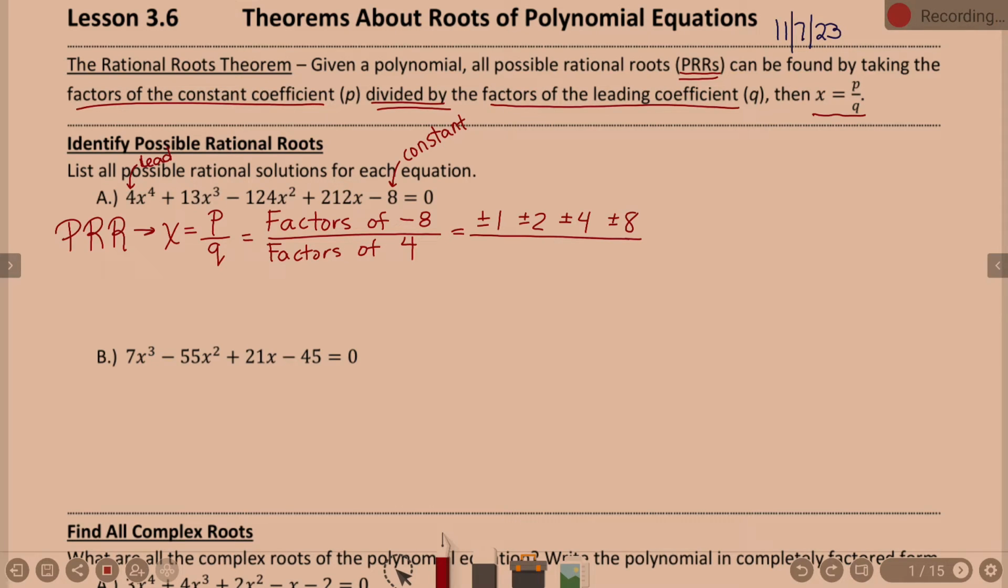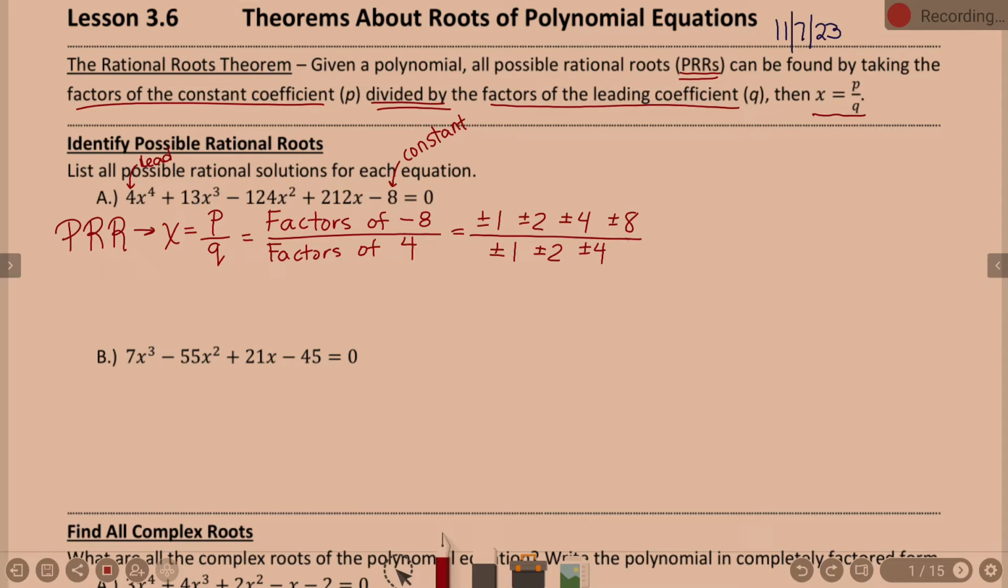Those are my factors of 8. Okay? Denominator. What are factors of 4? 1 times 4. 2 times 2. Anything else? No. Okay. I'm still going to list plus and minus with these because a negative times a negative can give me 4, can't it? So I'm going to list this as plus or minus 1, plus or minus 2, and plus or minus 4.